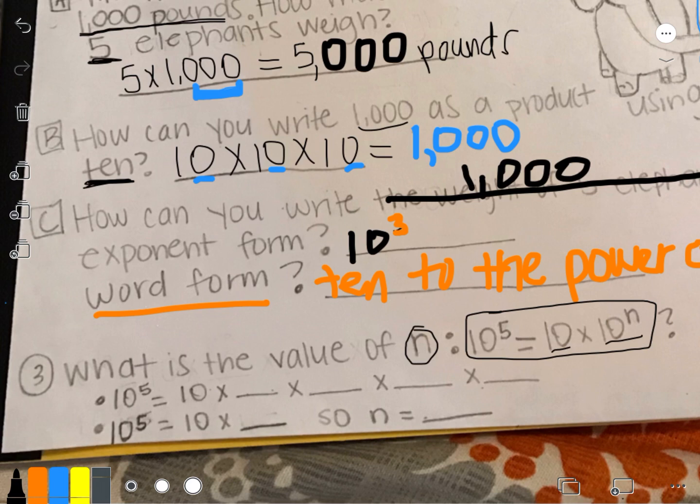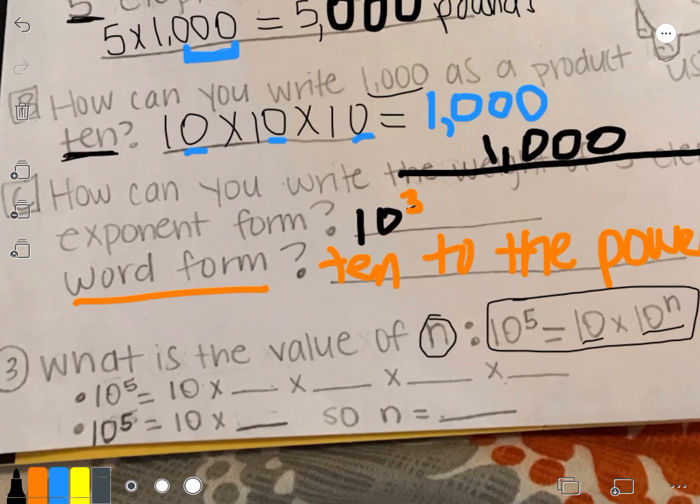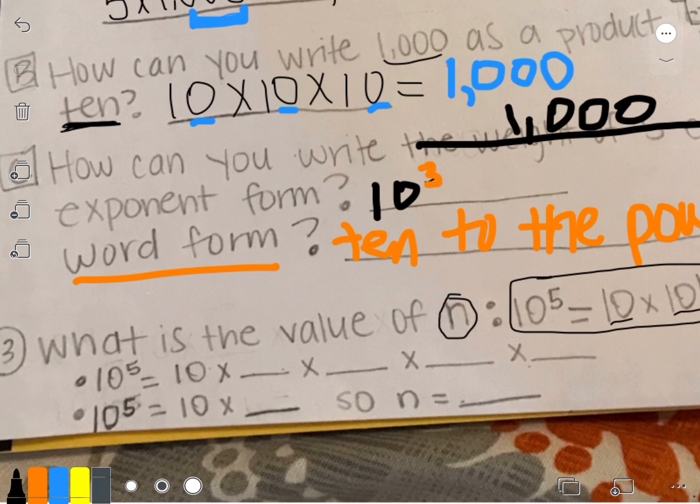That n is what you call a variable. When you use letters in math problems, you call them variables. And what they're doing is they're just holding a spot for a number. So we have to figure out what number should go where that n is. So the first thing I want us to do is break down what is 10 to the 5th power in a multiplication problem.